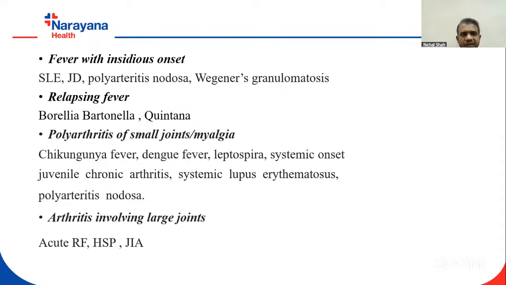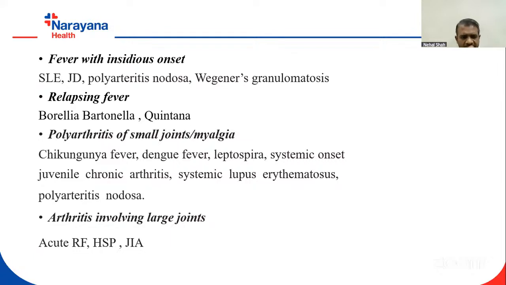Now, fever with insidious onset. Most of these are not commonly infectious causes. They are generally non-infectious, which evolve or develop over a period of days to weeks. The most common ones are lupus, juvenile dermatomyositis, polyarteritis nodosa, Wegener's granulomatosis.